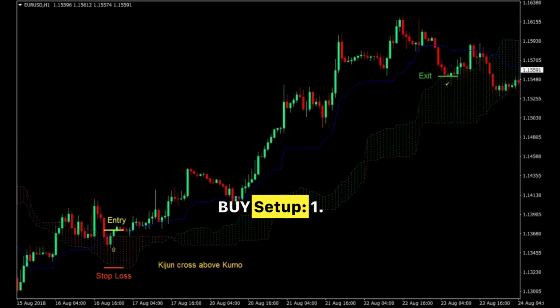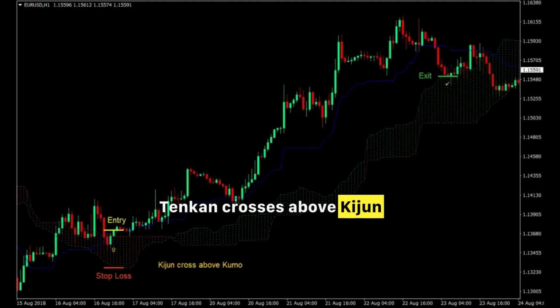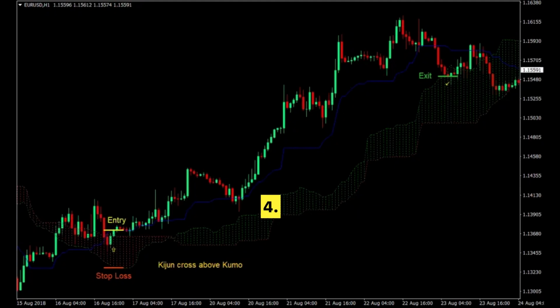Buy setup. 1. Price is above the Ichimoku cloud. Trend is bullish. 2. Leading Span A crosses above Leading Span B. The cloud turns bullish. 3. Tenkan crosses above Kijun inside or above the cloud. Momentum confirms. 4. Enter buy on the candle close after the Tenkan Kijun cross.